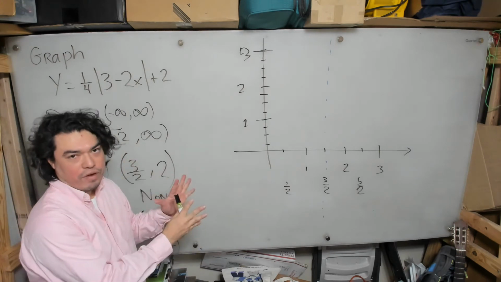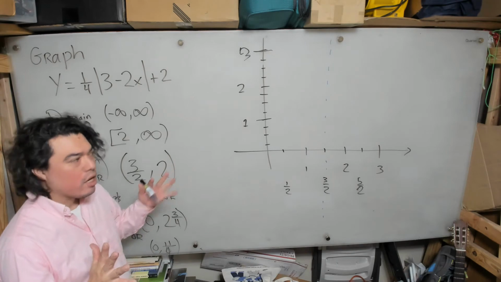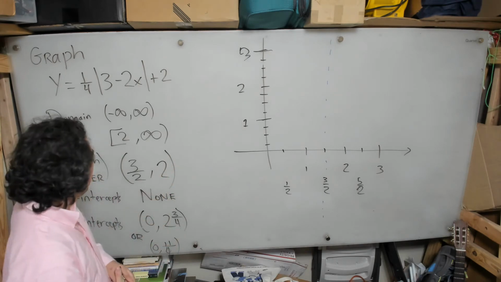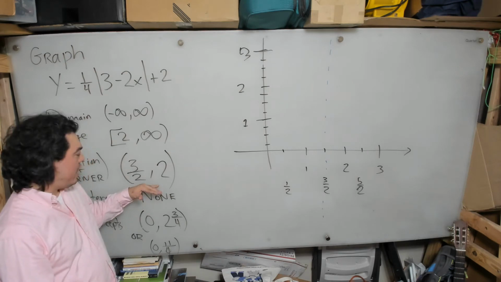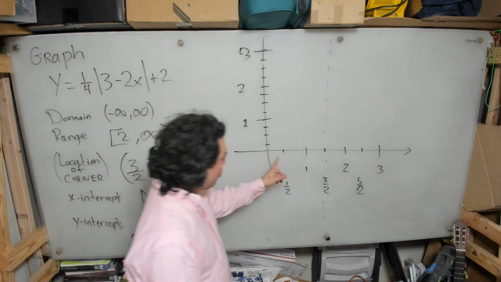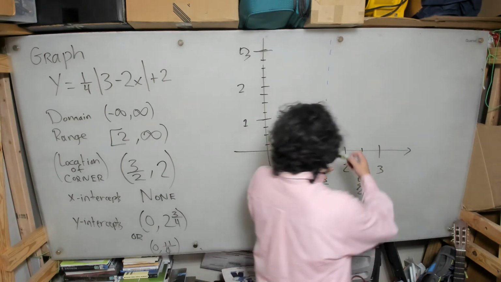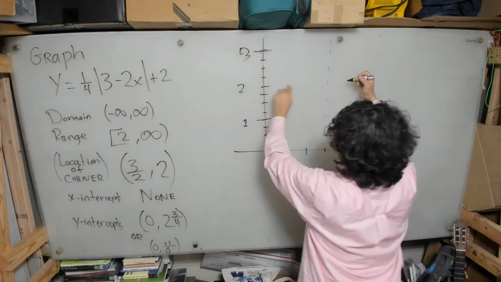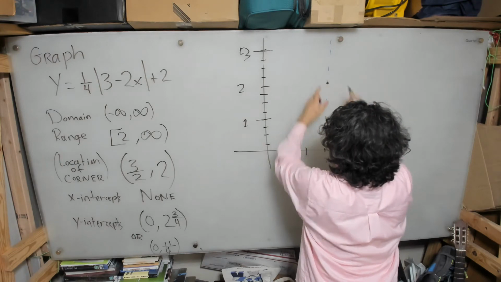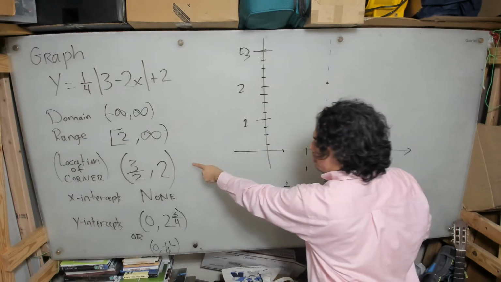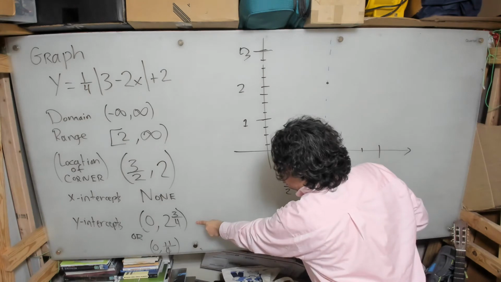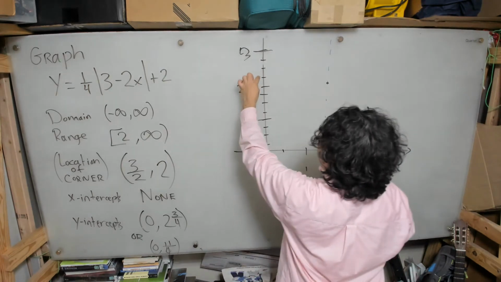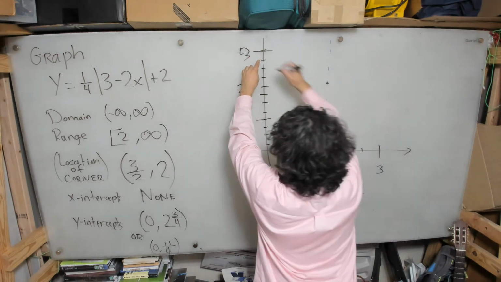But first, I want to have this graph done so we can at least have that accomplishment behind us. So the corner point is at 3/2 and 2. So I go to 3/2, which is here, and I go to 2, which is here. Okay, so that's my corner point. Now my y-intercept is at 0 and 2 3/4. So 2 3/4. 1, 2, 3/4.